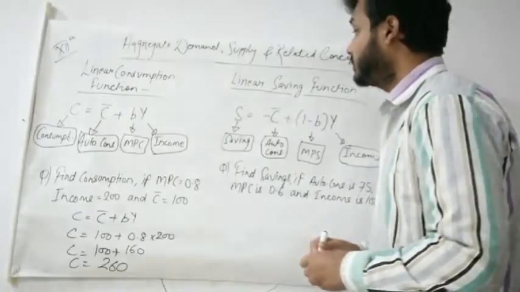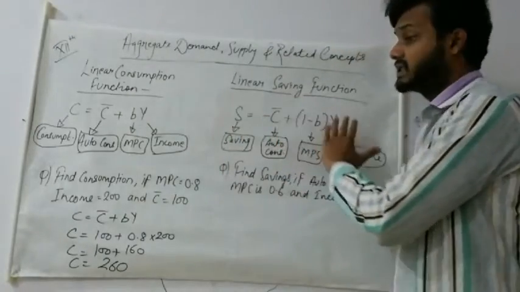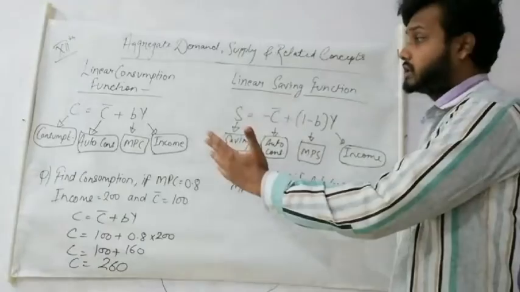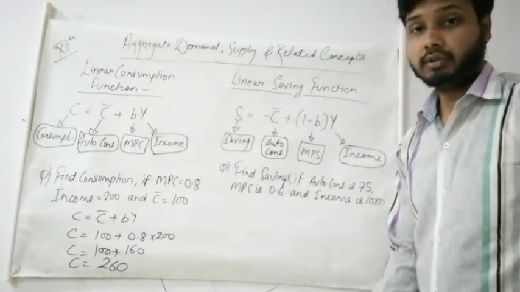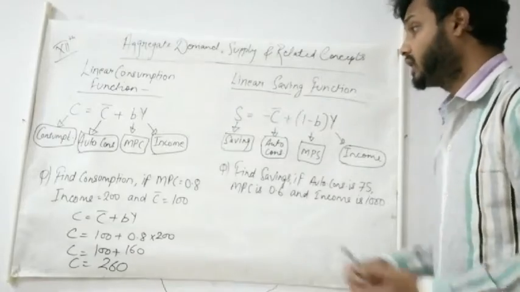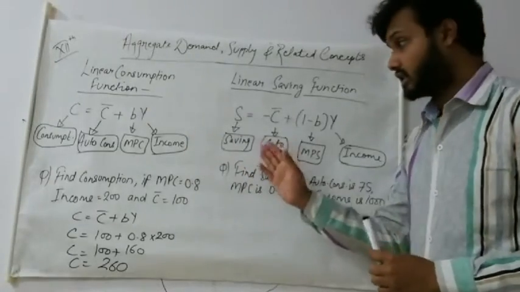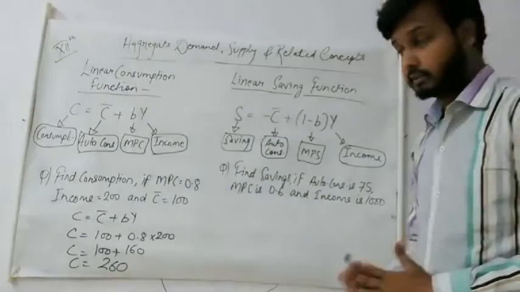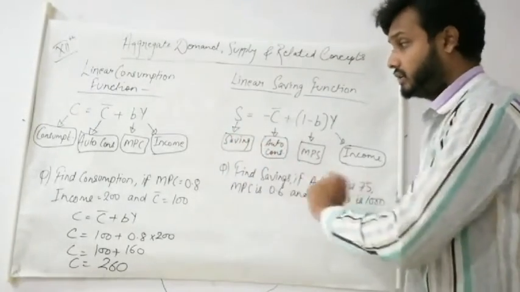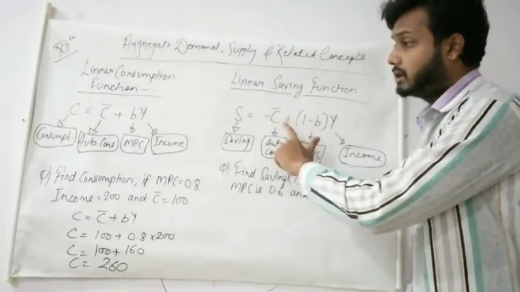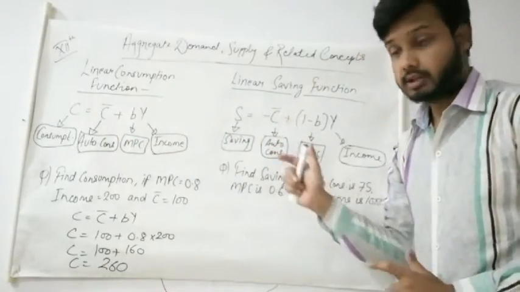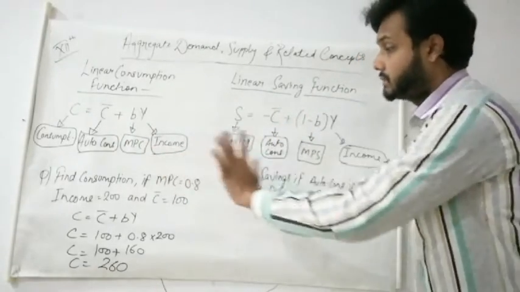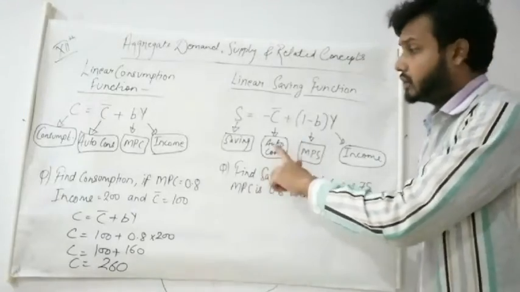Now coming to the next one, that is linear saving function. It is also the same. There it was related to consumption. Here we will find the value of savings in the economy. So the function or the formula used is almost similar. See here, saving is equal to minus C̄. There it was C̄, here it is minus C̄, because that is autonomous consumption. Here also it is the same, but you can see the minus.